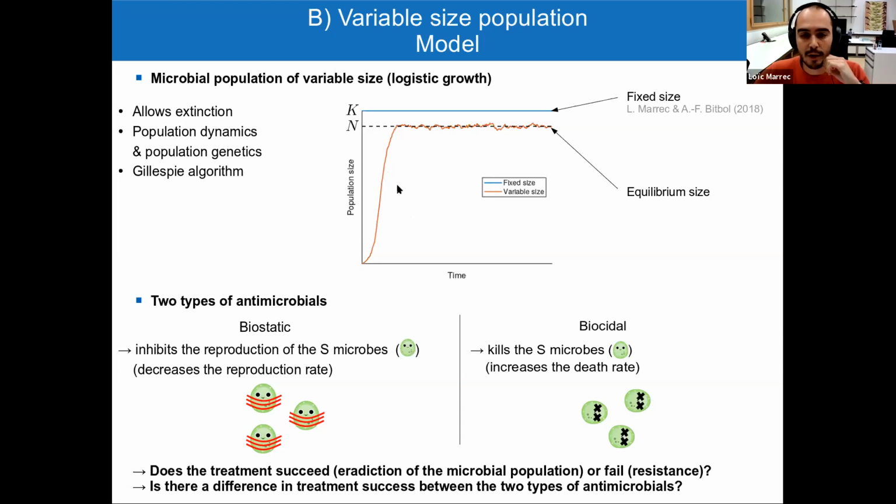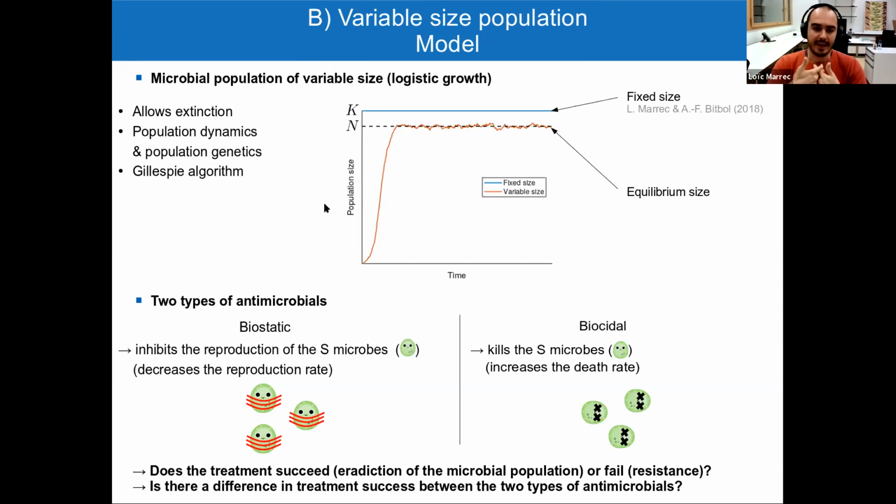With this curve, a logistic growth has at the beginning an exponential growth phase, and then the population size reaches a steady state and fluctuates around it. It's very convenient because it allows us to take into account extinctions, and it also enables us to include population dynamics and population genetics within the same model. To simulate such populations, we can use a Gillespie algorithm.